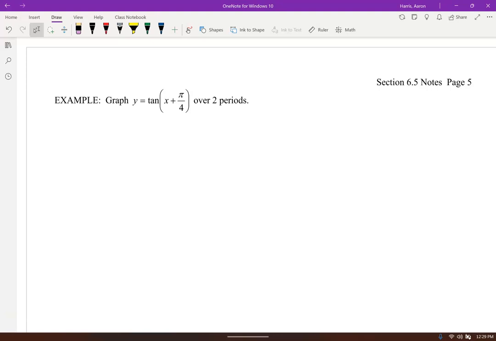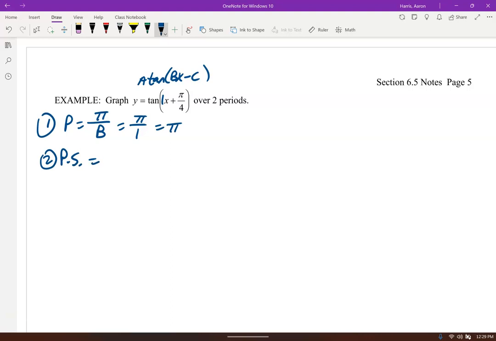But we want to graph this over 2 periods. Okay. And so what we'll do is, number one, we'll go ahead and find our period. So a tangent bx minus c. So our period is pi over b. So in this case, our b is just that in front of the x there, pi over 1. So our period is pi. Our phase shift, c over b. So our phase shift is negative pi 4ths over 1. So negative pi 4ths, okay?